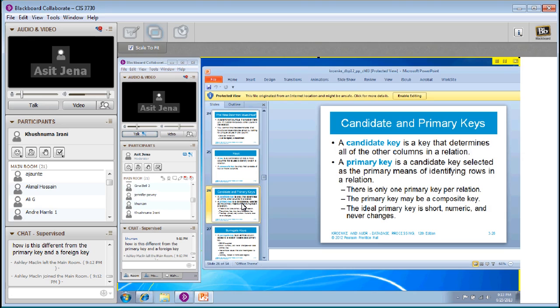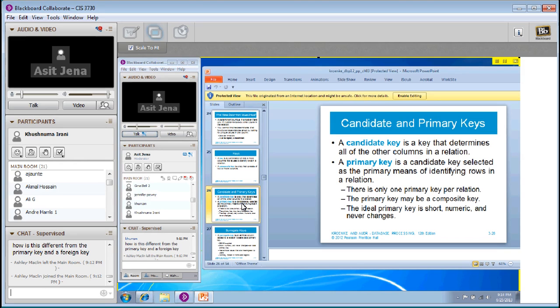Okay, so now we're going to go to the questions that we have been asked. A candidate key is a key that determines all other columns in a relation. So if the key is determining all other columns, then it's called a candidate key. Besides itself, it determines everything else. That's called a candidate key. The primary key is the candidate key selected as the primary means of identifying rows in a relation.